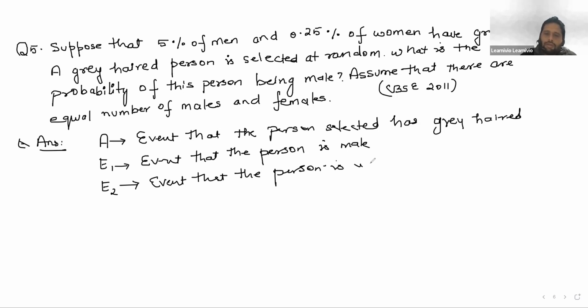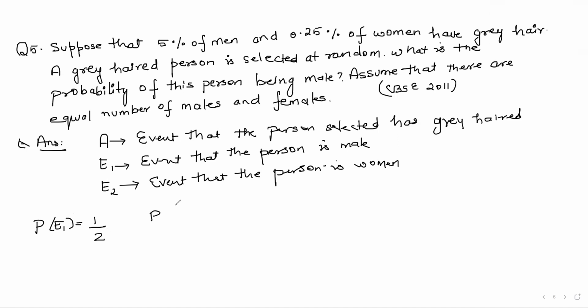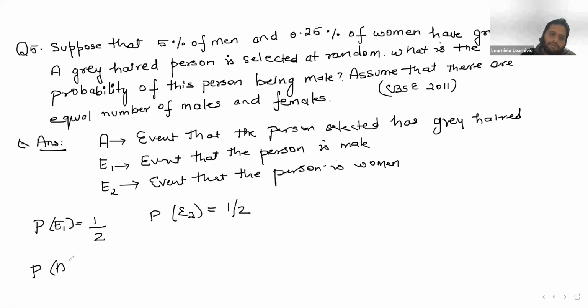Okay. This I will ask from Atif. Atif, tell me, what is P(E1)? One by two. Very, very good. What is P(E2)? 1/2. Very good. What is P(A/E1)? 5/100. 5/100. Very good. So all of you, please check here.